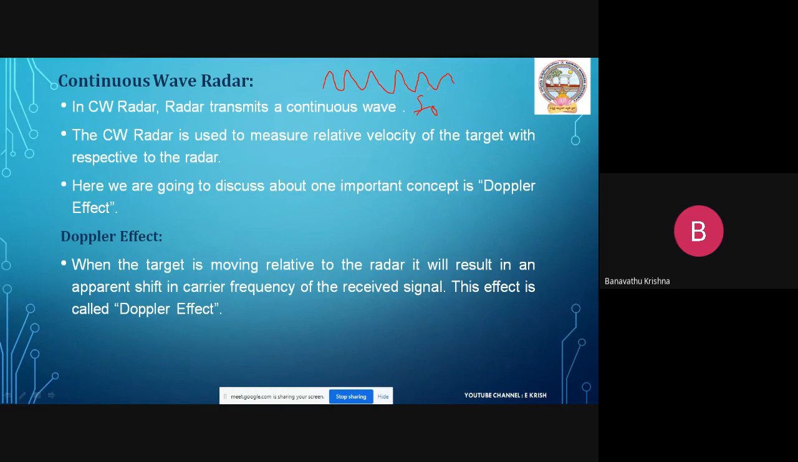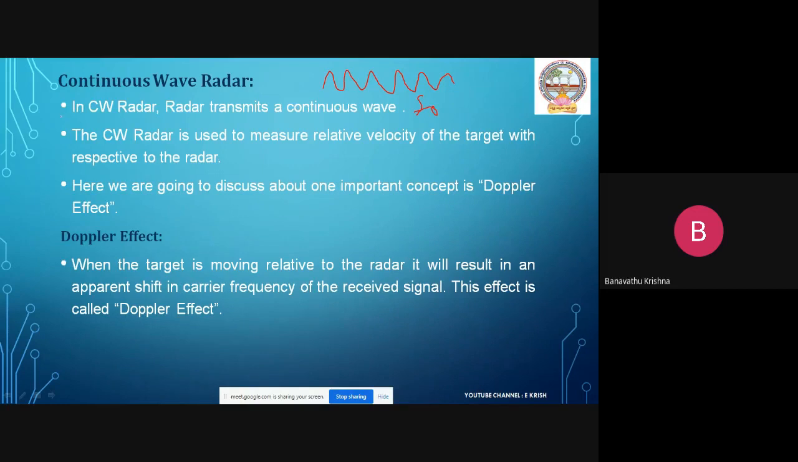So this continuous wave radar is transmitting the continuous wave signal in the space, and this signal reaches the target, is intercepted by the target and then reflected back. Means there is a change in frequency. Due to that change in frequency, there will be a frequency shift. That frequency shifting appearing in that reflected signal, we are calling it the Doppler effect. Okay, so let us come to this first point.